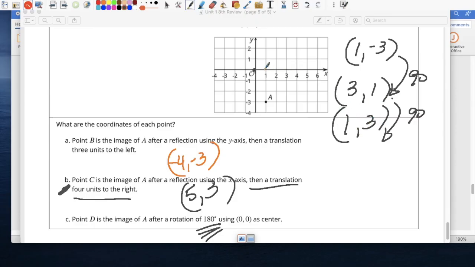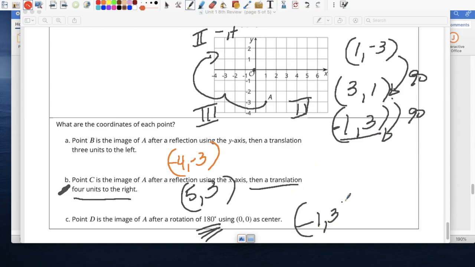So A is going to go 2 quadrants over. It was in quadrant 4. We went to quadrant 3. Now it's in quadrant 2. And what is it in quadrant 2? 1 and 3, but in quadrant 2, the first number is negative, the second number is positive. So it's going to be -1, comma, 3. So -1, comma, 3. And that's the rotation of 180 degrees. That's it.